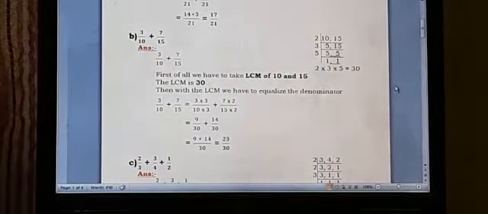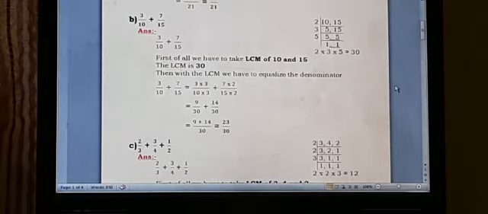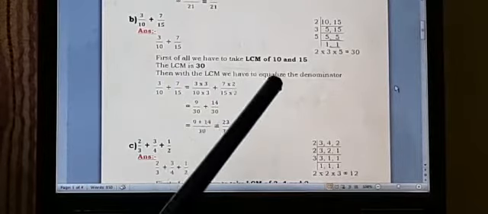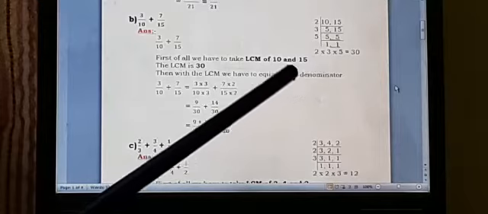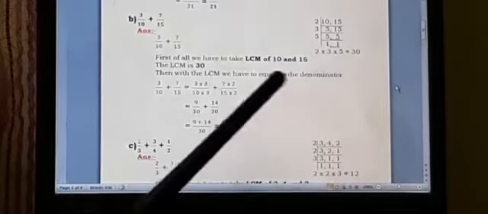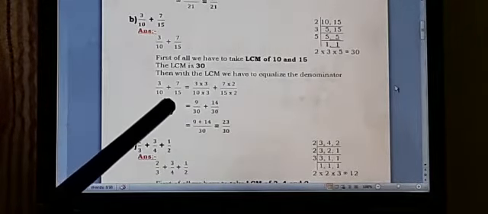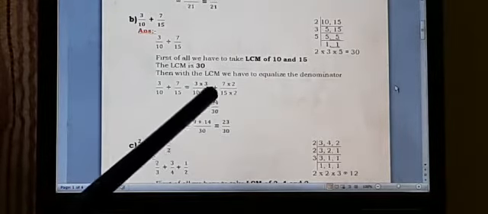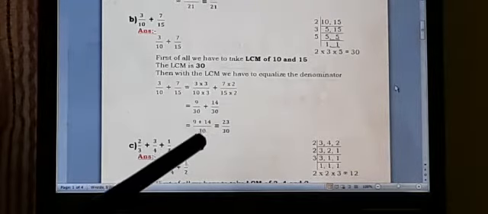Next question, 3 by 10 plus 7 by 15. Here also we have different denominators. We have to take the LCM of 10 and 15. Here I have done the LCM. So the LCM of 10 and 15 is 30. With the 30 we have to equalize the denominator. Here we have denominator 10. With the 10, multiplying by 3 we will get 30. So the same 3 we have to multiply with the numerator also. So we will get 9 by 30.